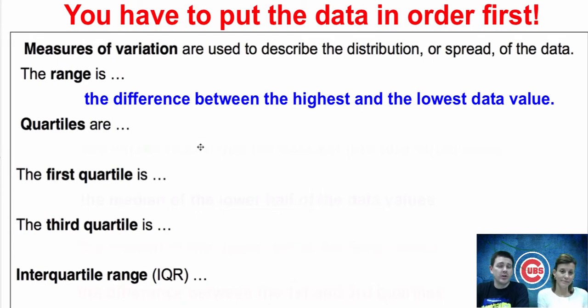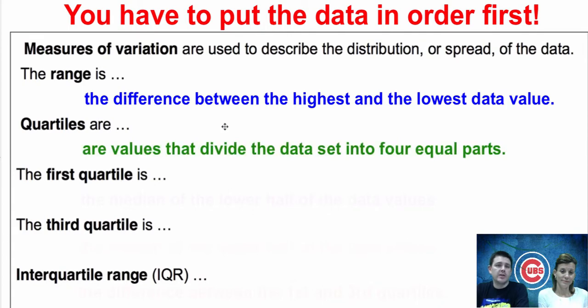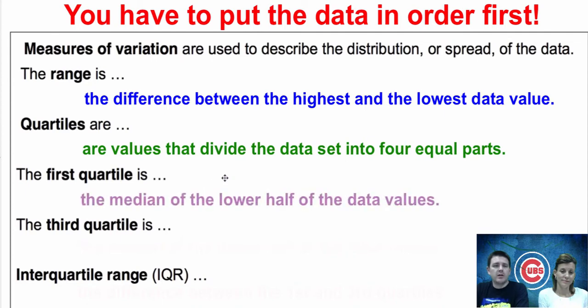Quartiles, think of quarters. Quarters mean break something up into fourths. So quartiles are values that divide the data set up into 4 equal parts. The first quartile is the median of the lower half of the data. So we're going to find the median of everything, and then we're going to find the median, or the middle, of the lower half. That's our first quartile.